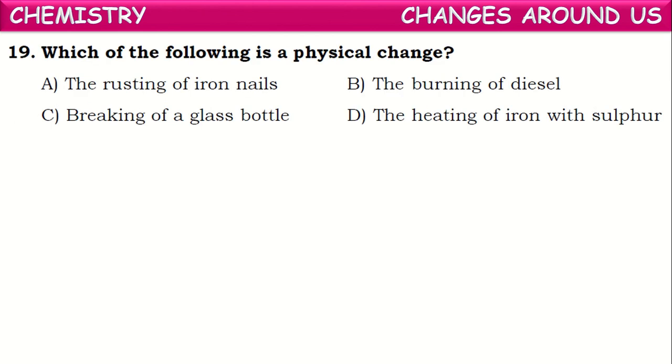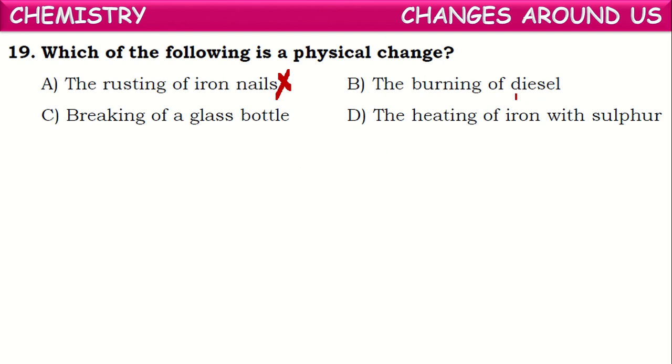Next, which of the following is a physical change? Observe the changes given here. Rusting of iron nails. Just now we discussed it. Rusting of iron is a chemical change because it cannot be reversed and there will be a formation of a new substance in it. Next, burning of diesel.